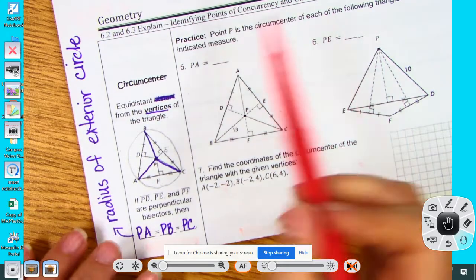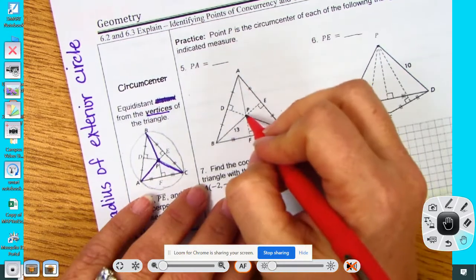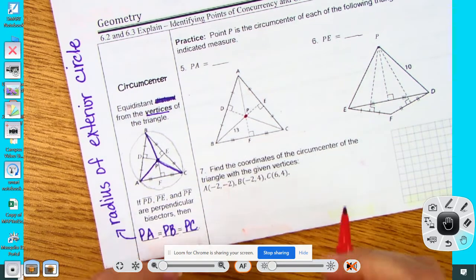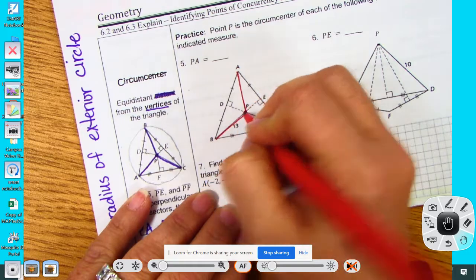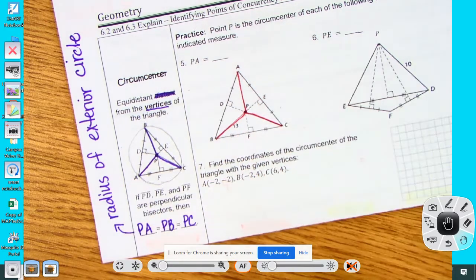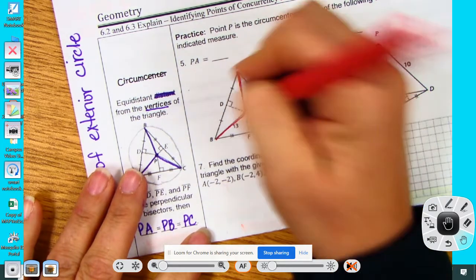So now it says point P is the circumcenter. So point P is my circumcenter. Well, if it's my circumcenter, that means all of these segments are equal to each other. So that's what, when I do these problems, that's like the first thing I do. As soon as I know what I'm dealing with, I automatically go to what's equal. So these three things are equal.